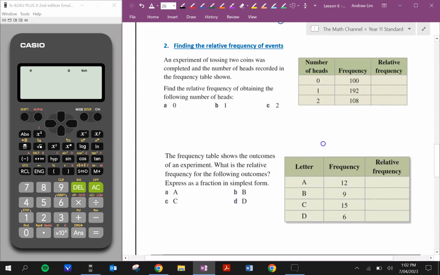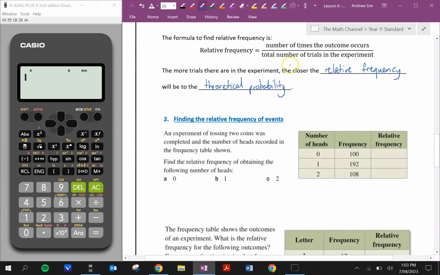Alright, so let's have a look at some questions. Find the relative frequency of these events. An experiment of tossing 2 coins was completed, and the number of heads is recorded in the frequency table shown. So, we flip 2 coins. How many times do we get 0 heads? We got it 100 times. How many times do we get 1 head, 1 tail? We got it 192 times. How many times do we get 2 heads? 108 times. Okay, so in order to work out the relative frequency, we need to take the frequency divided by the total number of trials. So what we can see here, right, so this is our formula.